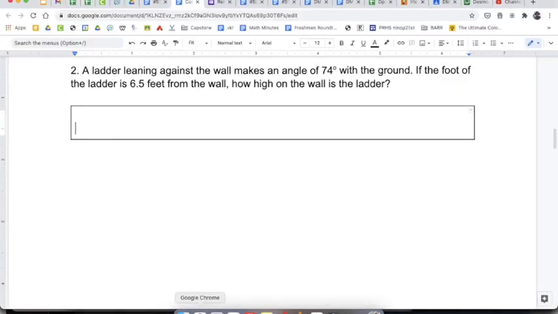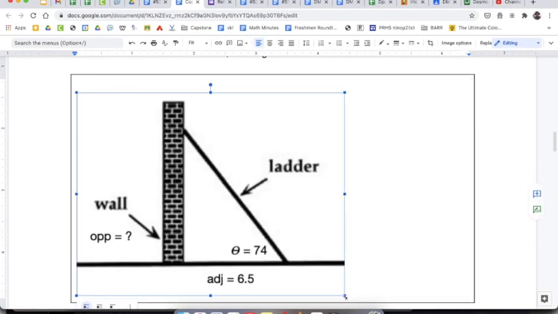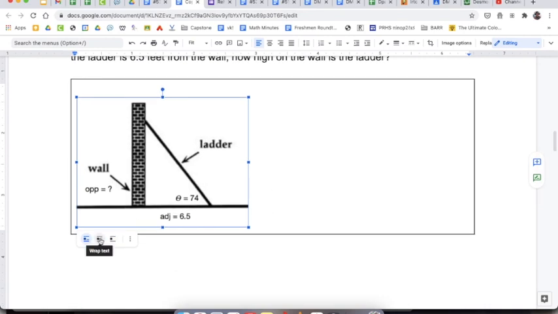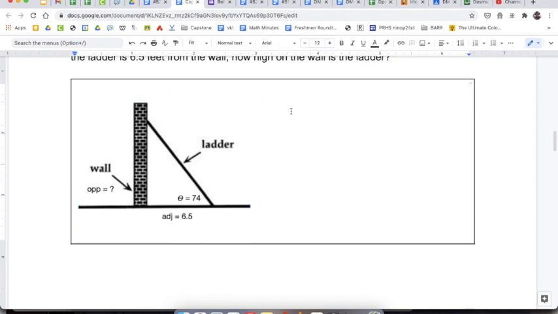Taking this picture back to my document here, we can look at this information and try to figure out what we can get out of this. So let's see, using SOHCAHTOA, I've got the adjacent side and I'm looking for the opposite side, and I have the angle. So it looks like TOA, because in this problem I've got opposite and adjacent, so I'm going to use the tangent.